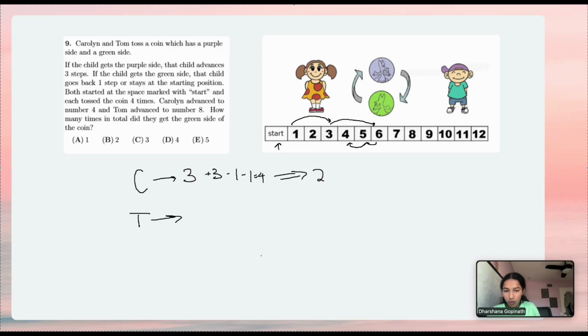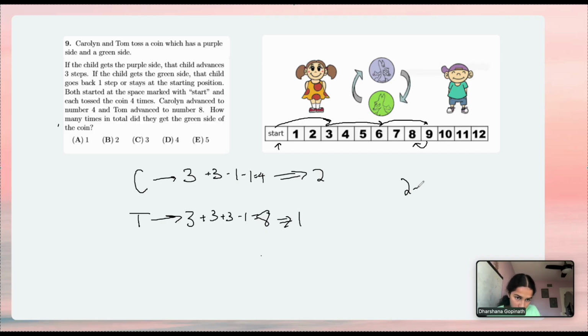For Tom, he went forward, got the purple side 3 times, and we can show that by 1, 2, 3. But then since he ended up at 8, he went back 1 by getting the green side. So we can write that as 3 plus 3 plus 3 minus 1 only one time, because he got 8, which is equal to 8. So he got the green side once.